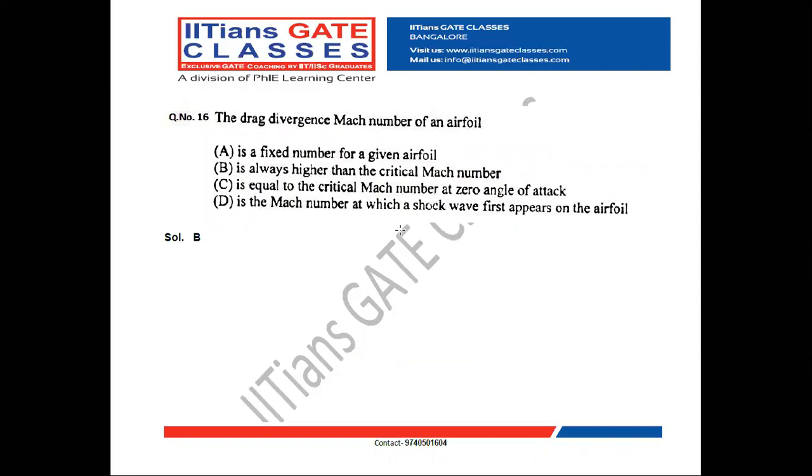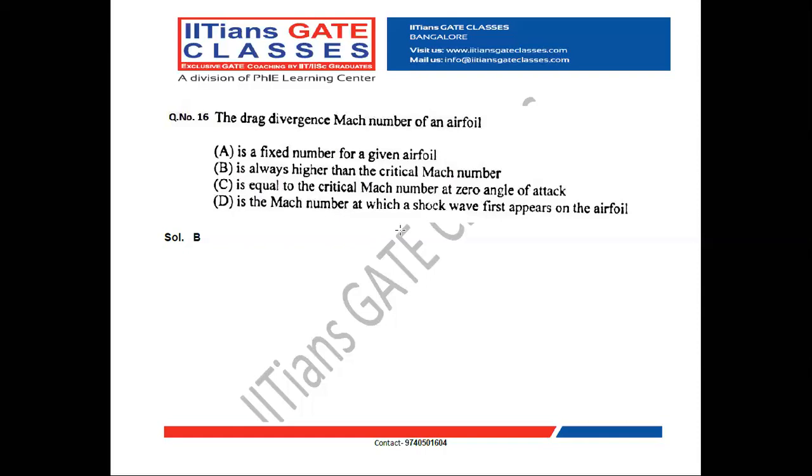Next, question number 16. The drag divergence Mach number of an aerofoil. They are asking us to define what is the drag divergence Mach number of an aerofoil. Option A, is a fixed number for a given aerofoil. Option B, is always higher than the critical Mach number. Option C, is equal to critical Mach number at zero angle of attack. Option D, is the Mach number at which shock wave first appears on the aerofoil.